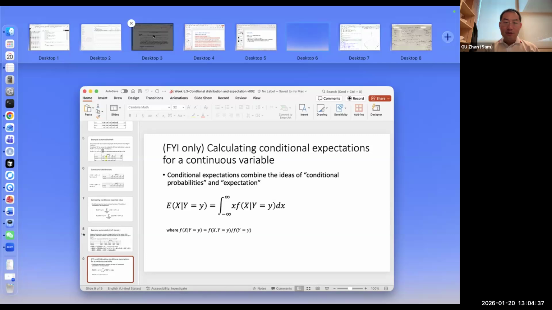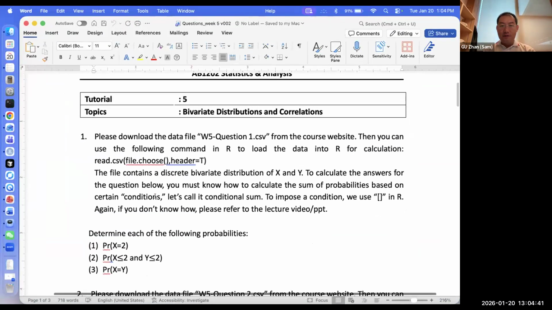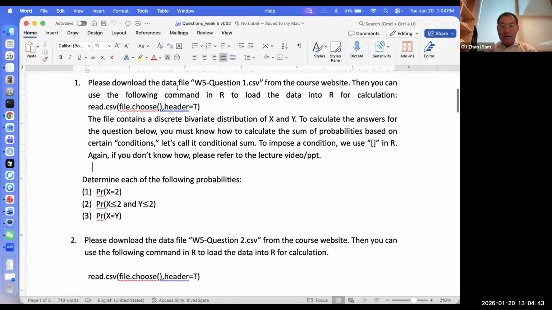Then we're moving to the tutorial. So the main part of the tutorial, week 5. I have a few questions. Download the data file from the course site. You can use the following command to read this CSV file that contains the discrete bivariate distribution of x and y, and calculate the answer for the question below.